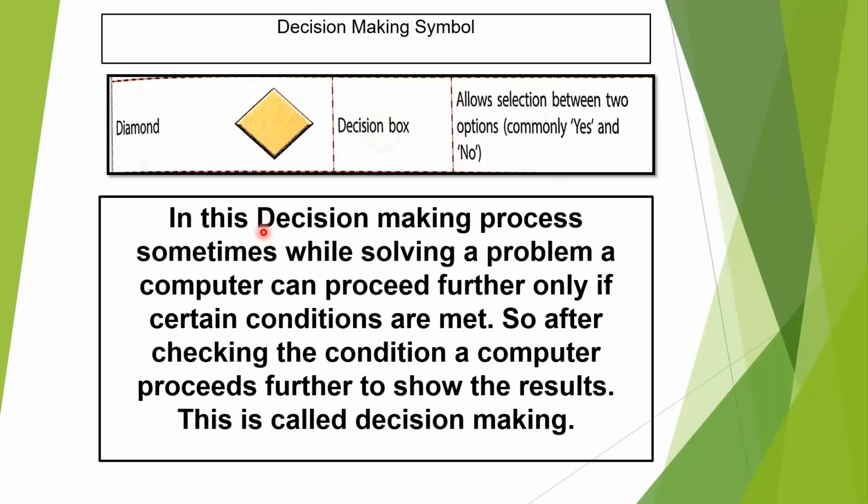While writing computer programming languages and all, if that decision is satisfied, then only it will go to the next step, otherwise it will not go. While writing programming languages in your higher classes, that time you will understand better. So after checking the condition, a computer proceeds further to show the results. After a condition is checked here and satisfied, then it proceeds to show the output result. If that condition is met, if the condition is satisfied, then it will go to the next step of processing, that is the output results.